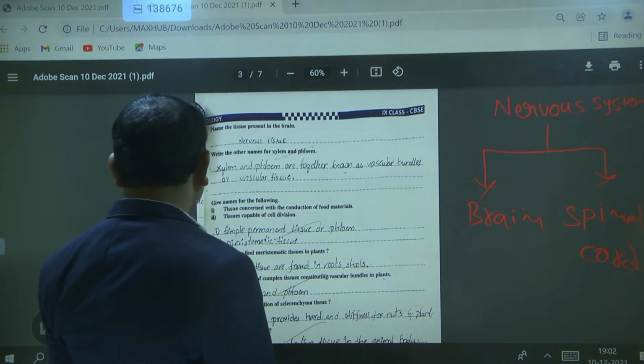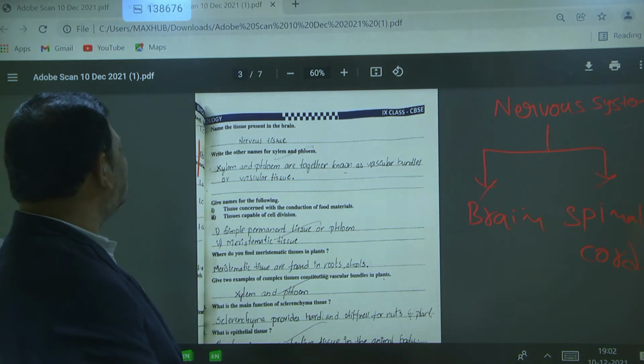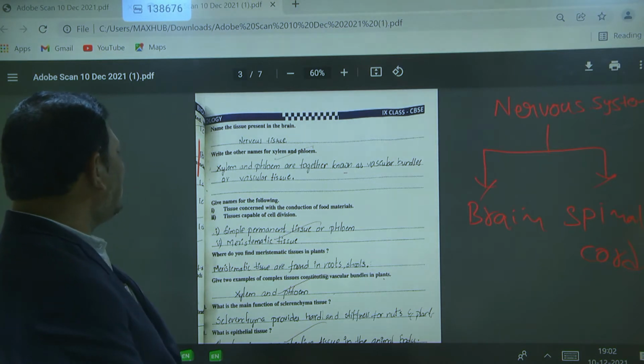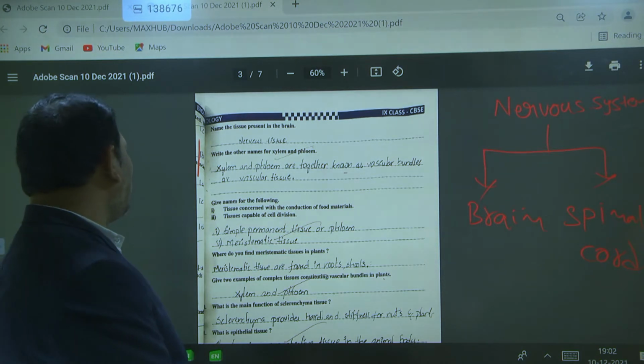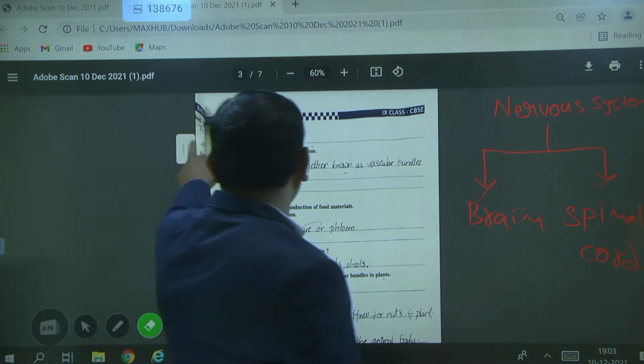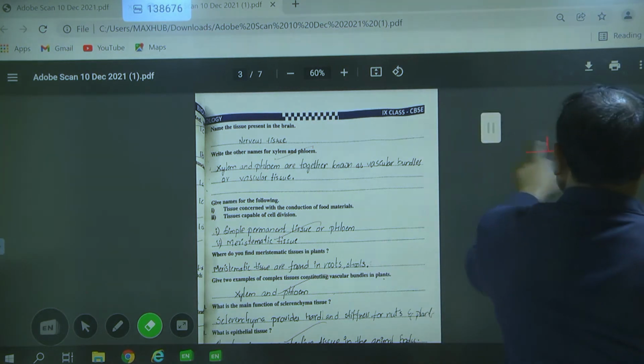Next question. Give the names of the following tissues. The tissue concerned with the conduction of food material is called phloem. The tissue capable of cell division is known as the meristematic tissue.